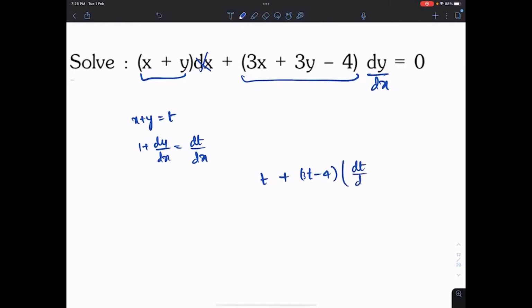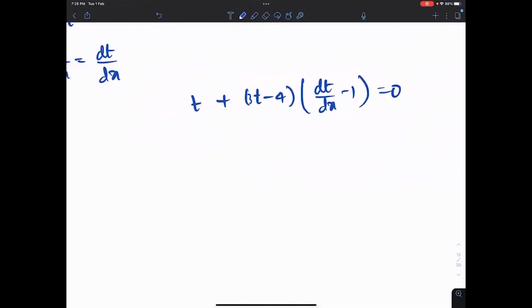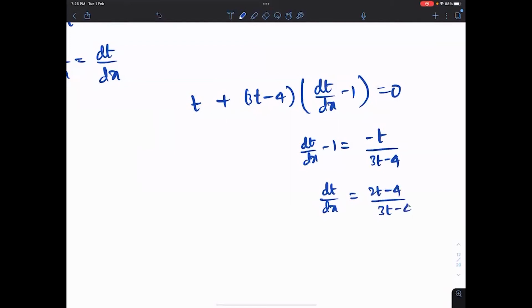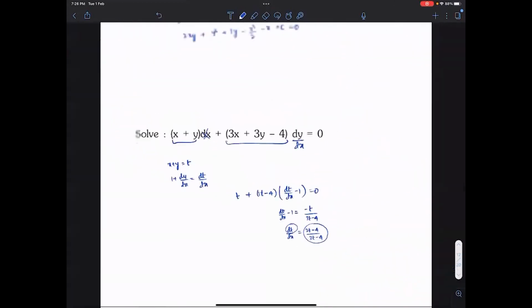Now just rearrange the terms. You will get dt by dx minus 1 is equal to minus t by 3t minus 4. If you send that one to the right side, dt by dx will be equal to 2t minus 4 by 3t minus 4. Now this is variable separable only. All t terms you can bring to one side and then integrate. Okay, that is your second.